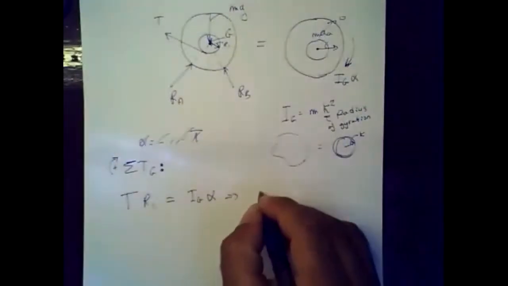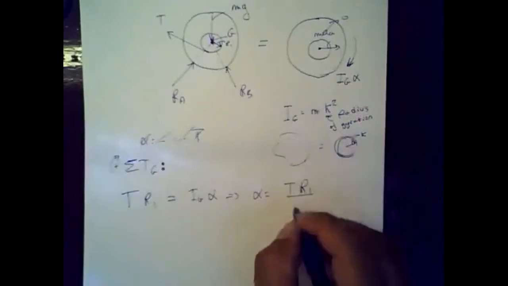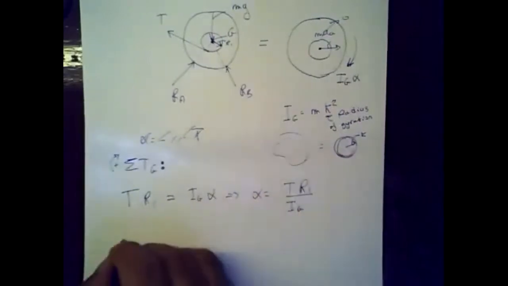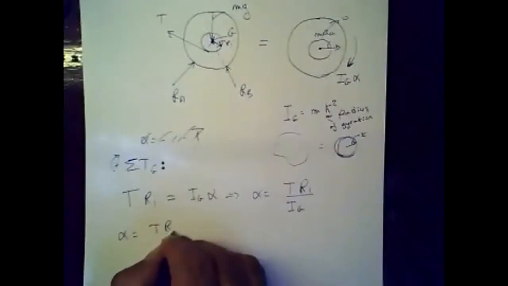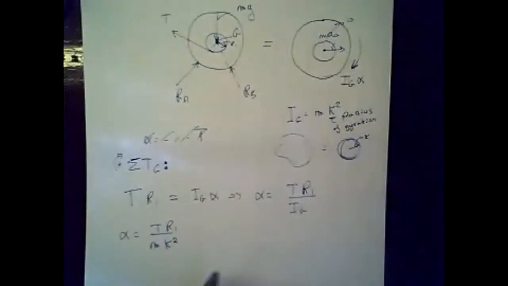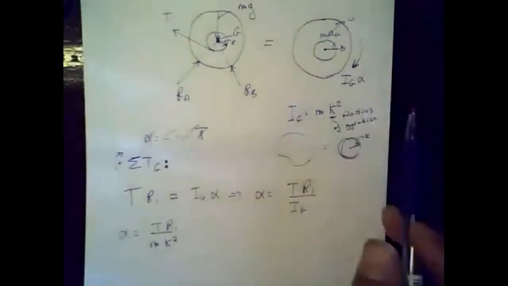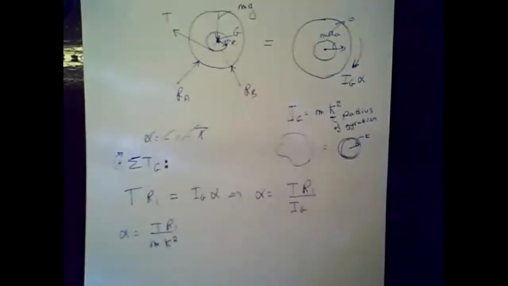So how do you solve for alpha? Alpha is going to be equal to T R1 divided by I_G, where I_G is equal to m k squared. So now we have solved for alpha. The question is, how long will it take to unwrap 5 meters of that cable?